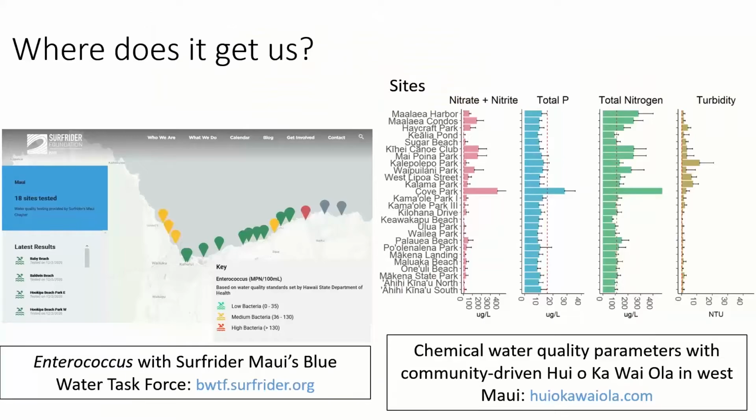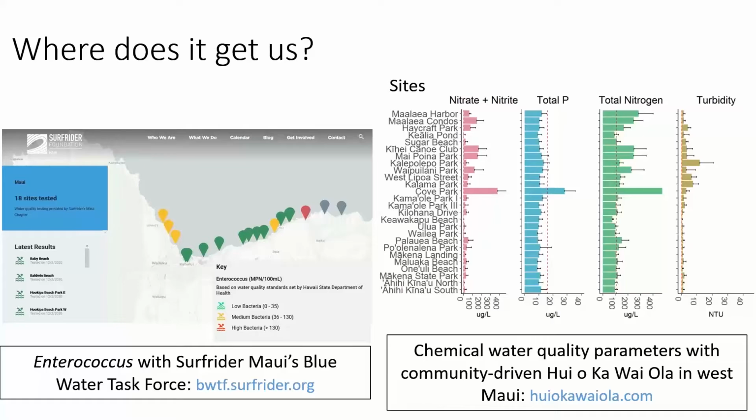When you work up all the data, here are two different examples. A shout out to Surfrider here in Hawaii. This is their Maui Blue Water Task Force. They have their data online, and they measure for Enterococcus and can show where you have bacterial levels that exceed our Department of Health levels.